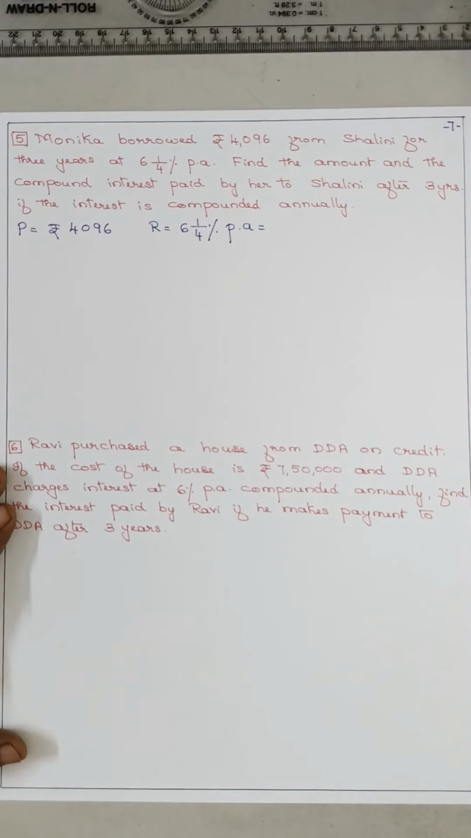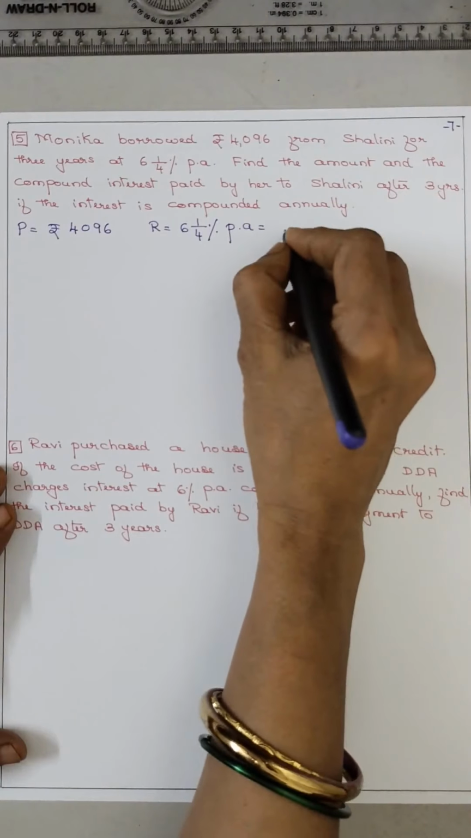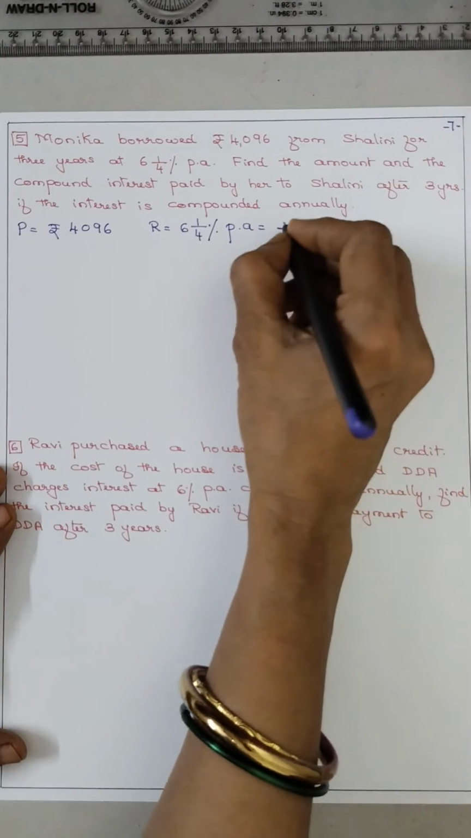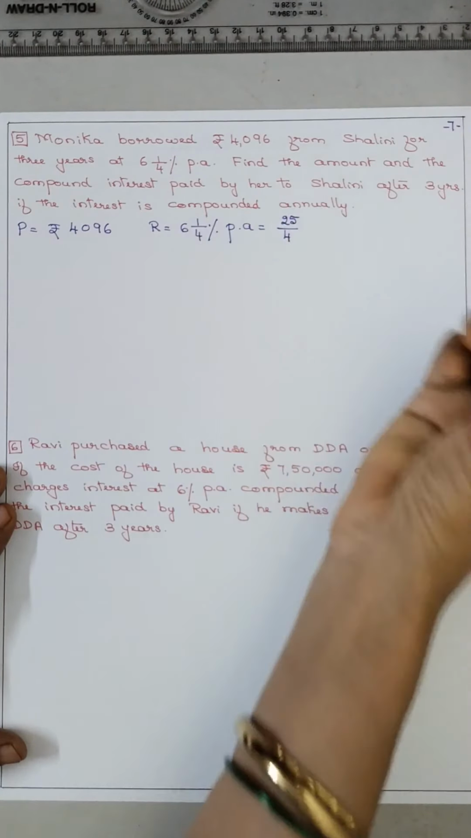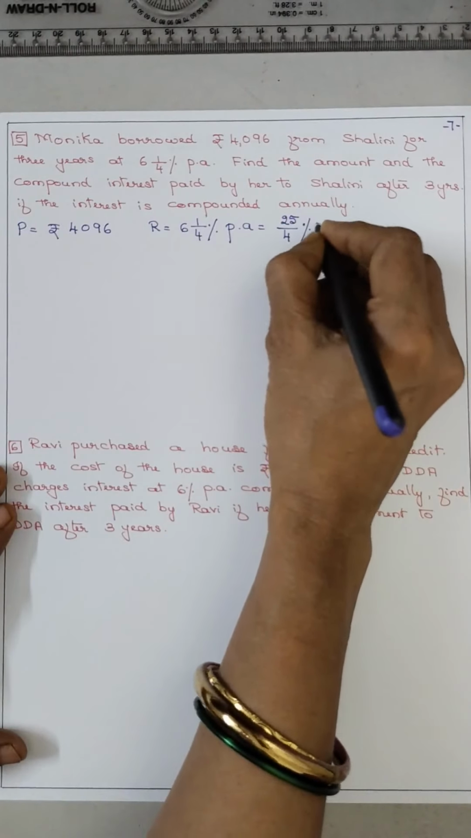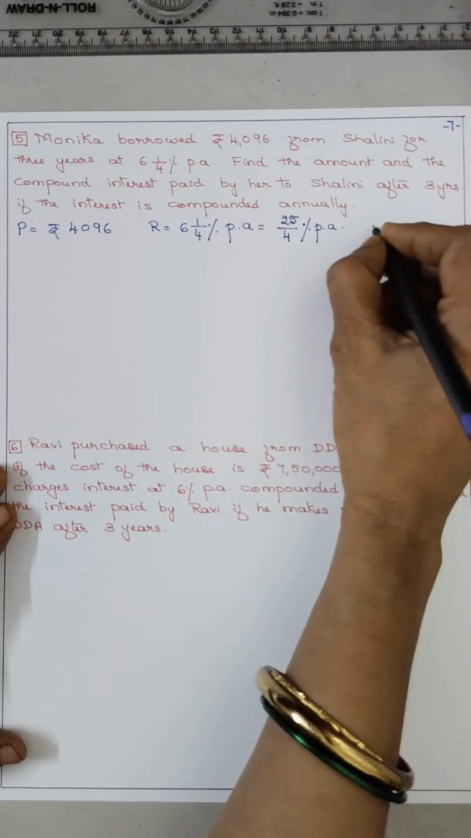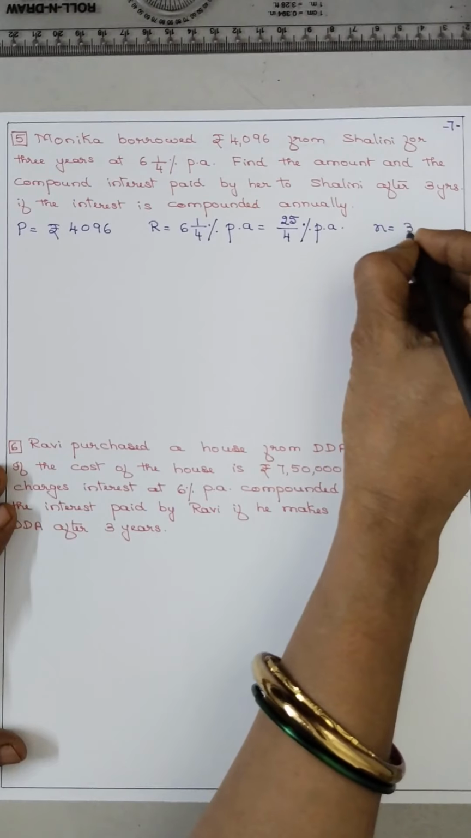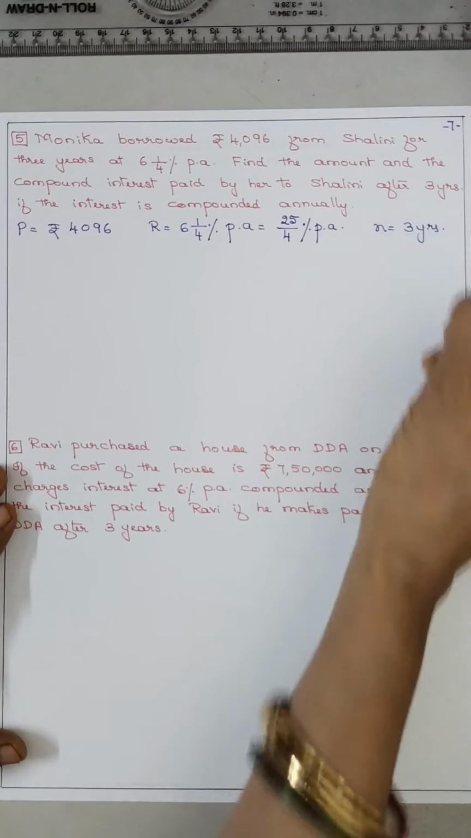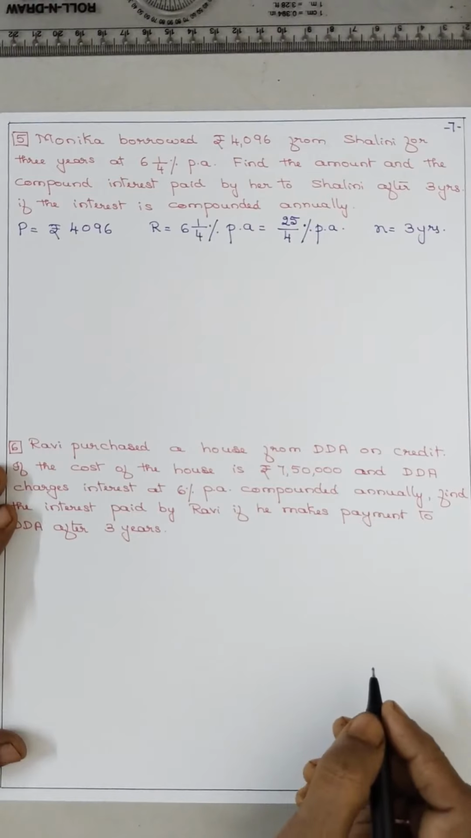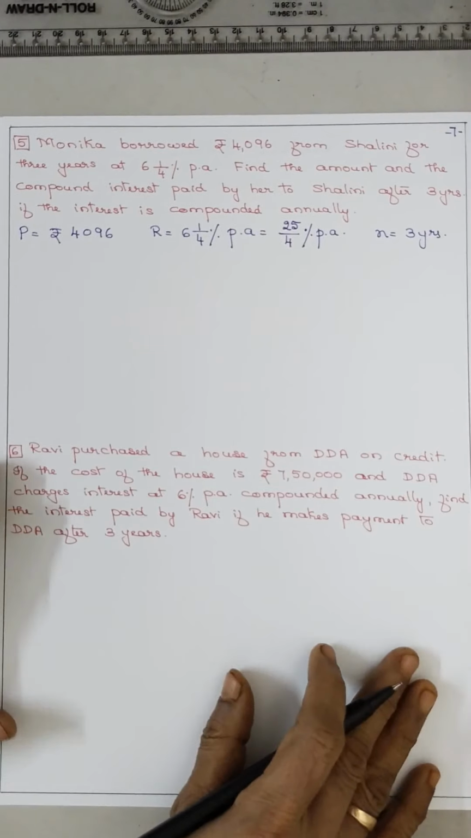Mixed number, convert into the improper fraction. 6 4s are 24, so 25/4% per annum. Now time, that is n is equal to 3 years. Conversion period, n is 3 years.